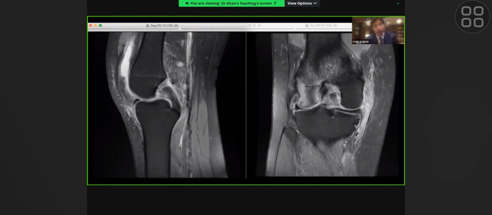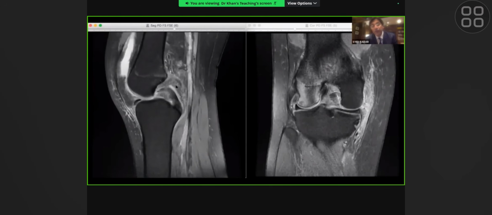Look at the posterior joint capsule. That's abnormal. It's diffusely thickened. It's diffusely edematous. This should be a nice margin that you should be able to pick up with your cursor. You don't. So that means that there is damage to the posterolateral joint capsule. But the good thing is the vessel looks pretty good.